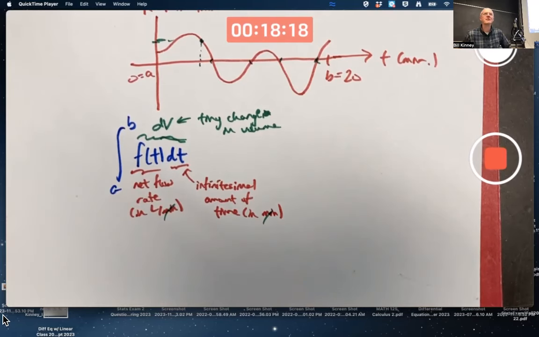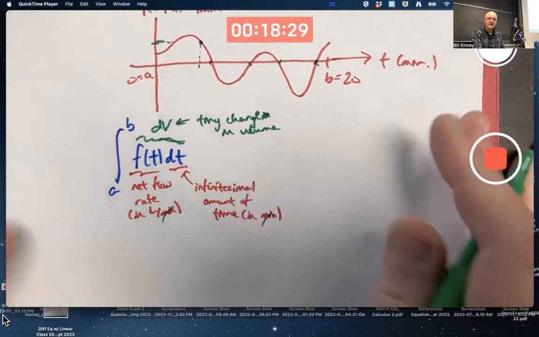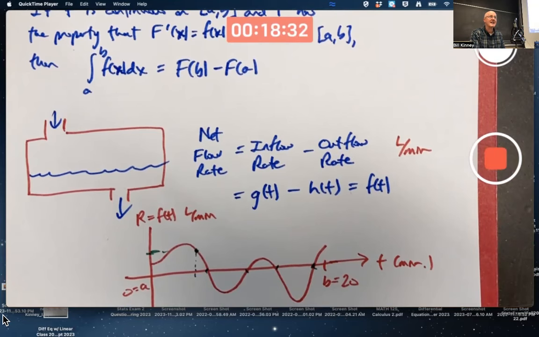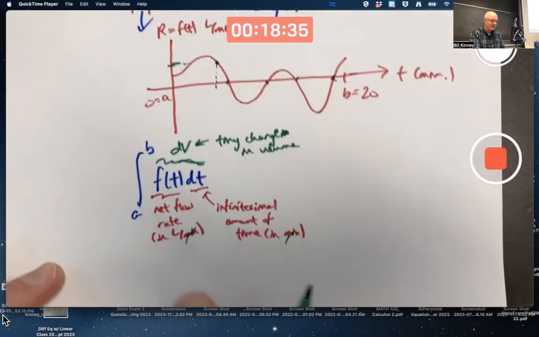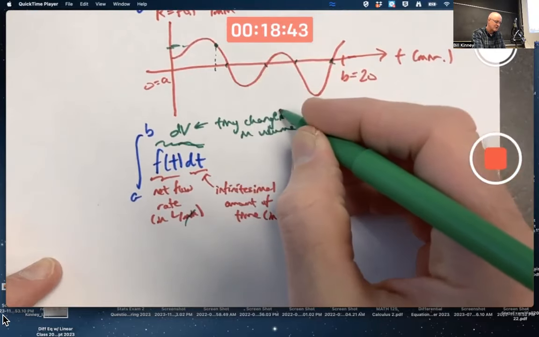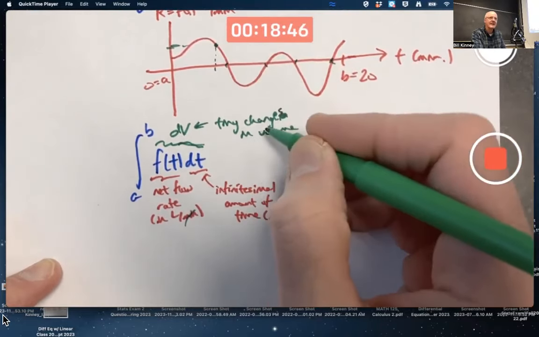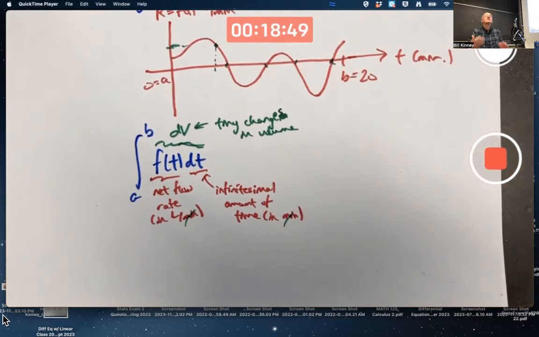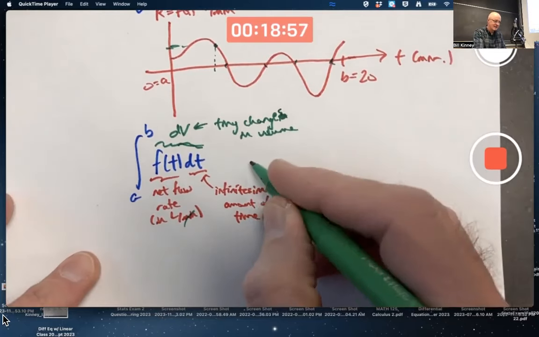Well, you know, if you add up the little infinitesimal changes in volume, what else are you going to get but the total change in volume? Done. The integral is obvious. The fundamental theorem of calculus becomes obvious. I'll say it again. Listen really carefully. If you add up the tiny infinitesimal changes in volume, what else could you possibly get except the total change in volume? It's true by definition. This is going to be the total change in volume.